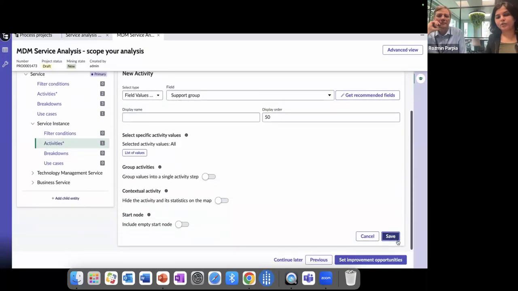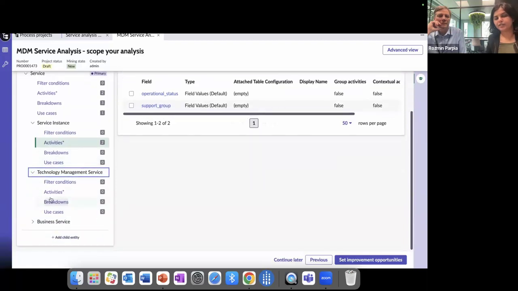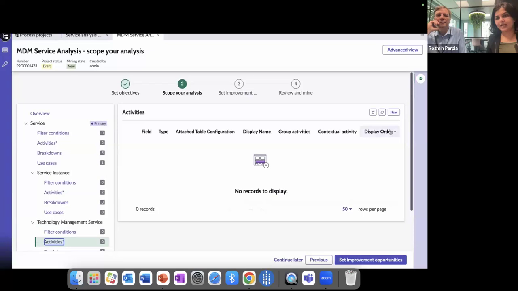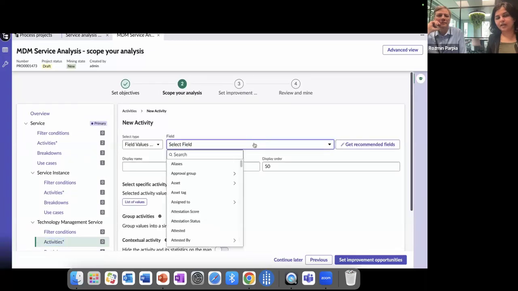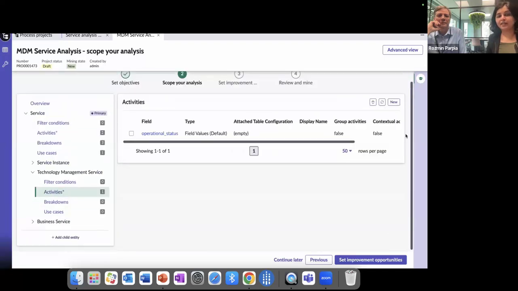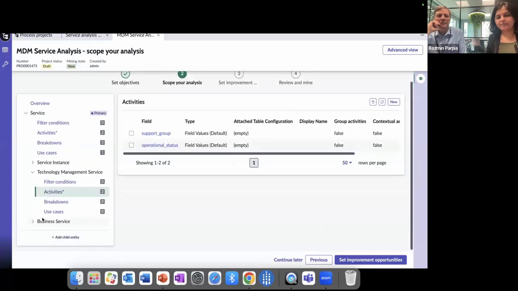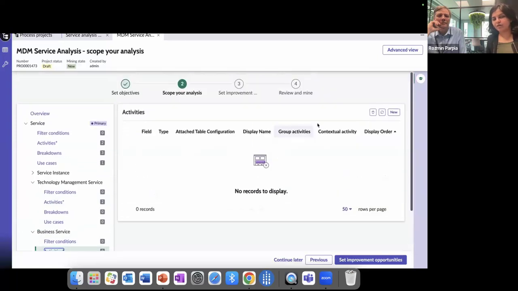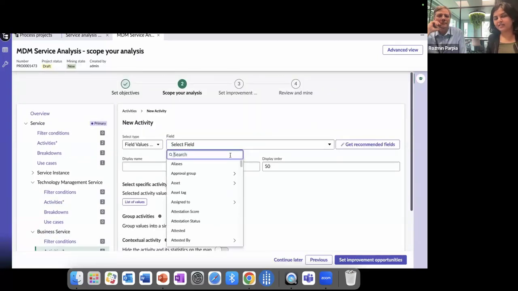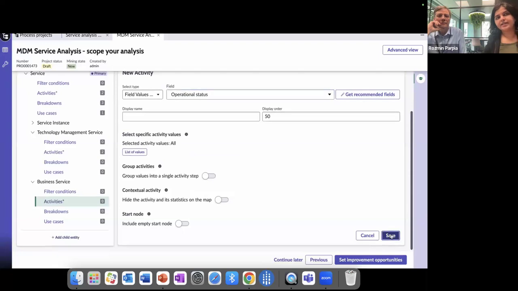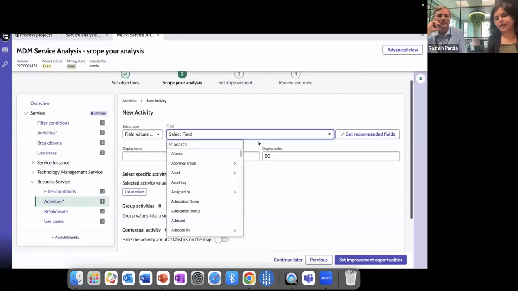And then I have also done the activities on the other service, which is technology service, but the same activities you could pick operational status and the support group if you wanted to. You can pick other fields that you have in your instance, but these are the recommended ones. And save it. And lastly, business service, where activities has the asterisk mark. So you must fill out activity. Everything else is not mandatory. And here, operational status and support group are the two activities we are interested in mapping on the process.